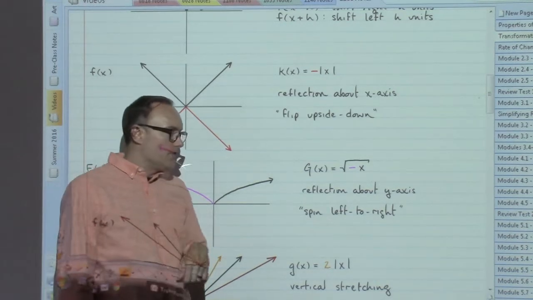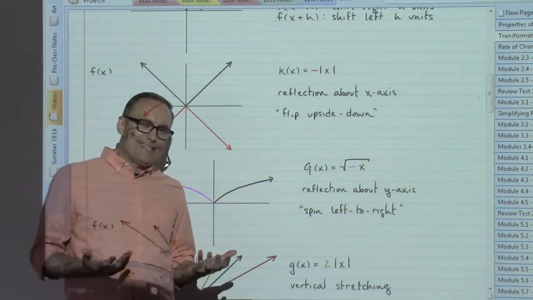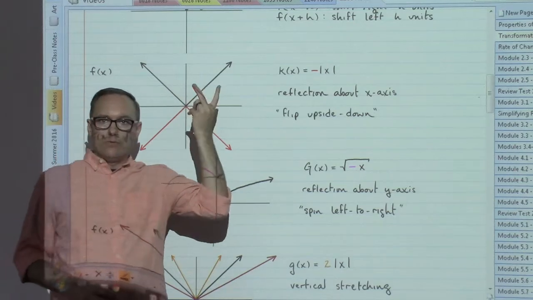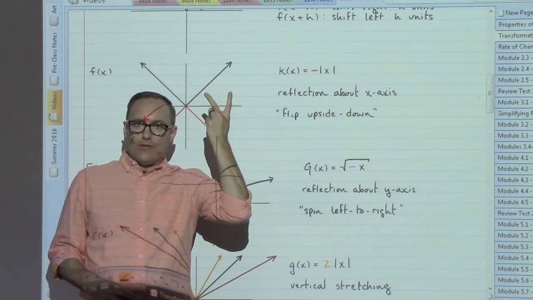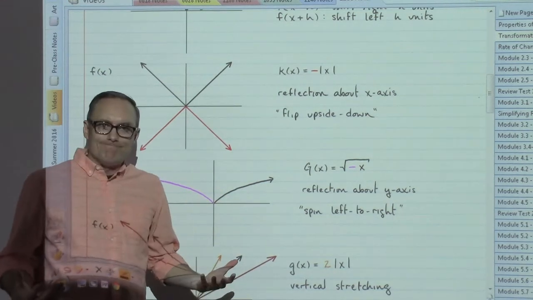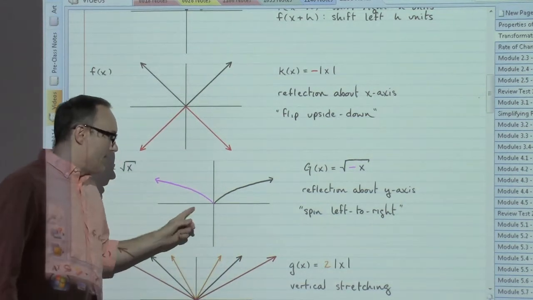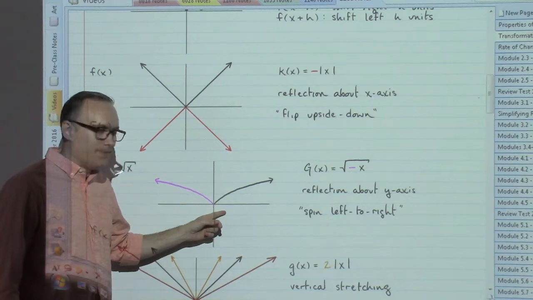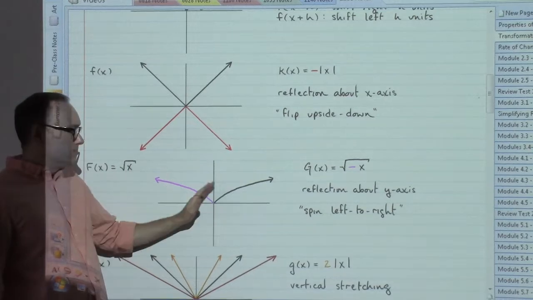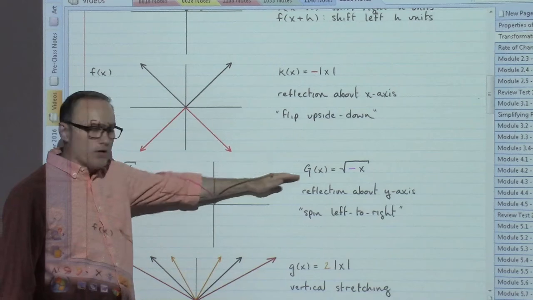If the negative, however, is inside of that basic function, now we can't see this with the V shape, because if you take that V shape and then do a reflection about the y-axis, if you are going to spin left to right, then we're not going to be able to tell the first V shape from the second V shape. So we switch to a shape where we can see that difference. Our square root function has that kind of curvature to it. Starts at the origin, curves off to the right.